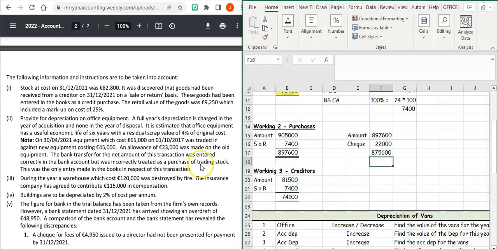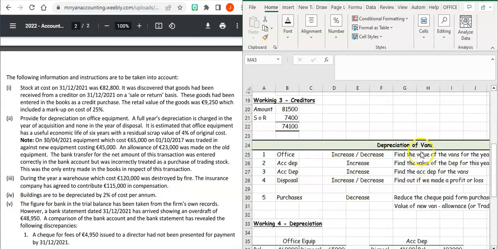Now why is it 22,000? Because it's telling us here for the net amount of this transaction. The net amount is the difference between the value of the asset and the allowance. So we got an allowance from whoever sold us this office equipment of 23,000 on this new office equipment. So we only had to pay them 22,000. So this is going to be your new figure for your purchases, and that's going to go into your profit and loss account as part of the trading section.